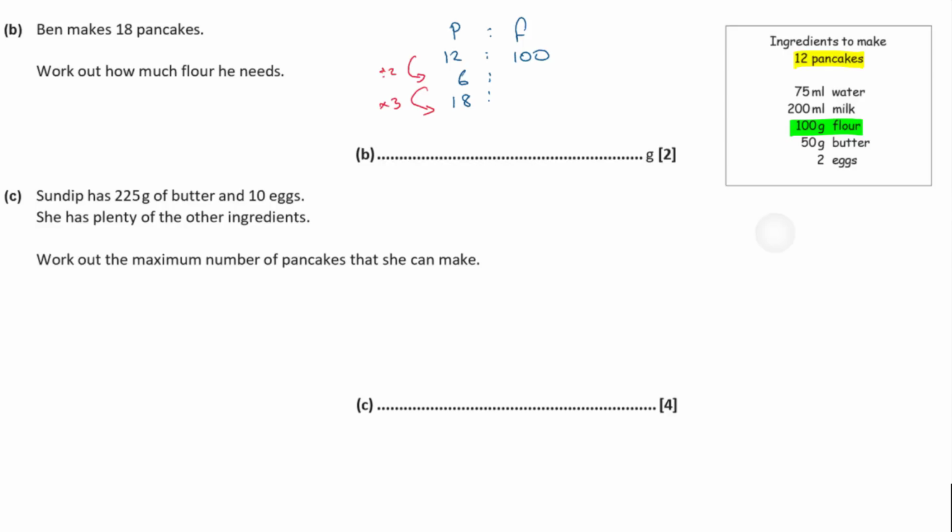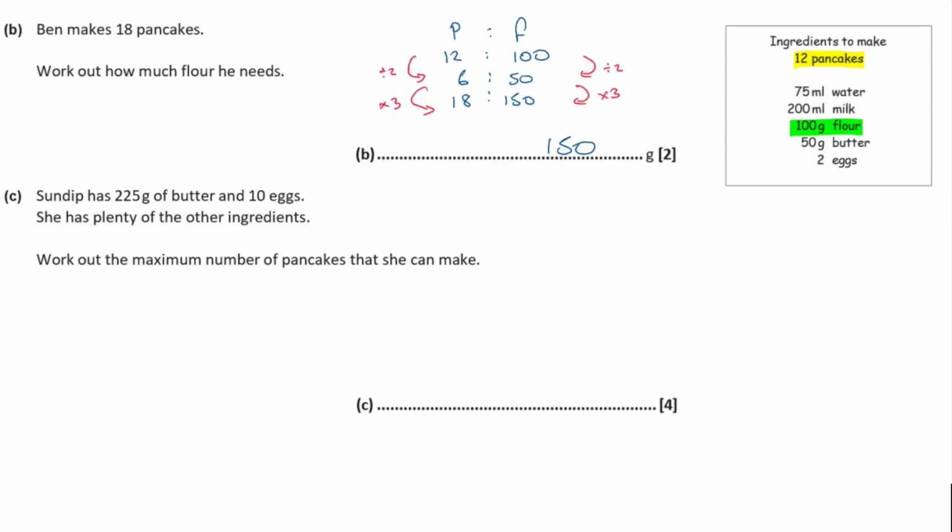So on the other side, if I divide 100 by 2, I'm going to get 50. So for 6 pancakes, I need 50 grams of flour. And then taking that 50 and scaling up by a factor of 3, 50 times 3, that's 150. So for 18 pancakes, I need 150 grams of flour. Okay, then Sundip has 225 grams of butter and 10 eggs. She has plenty of the other ingredients. Work out the maximum number of pancakes that she can make.